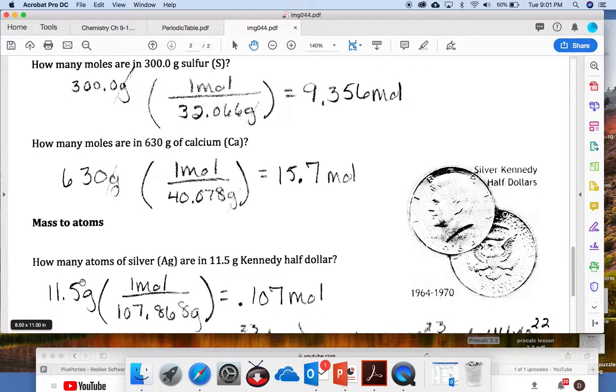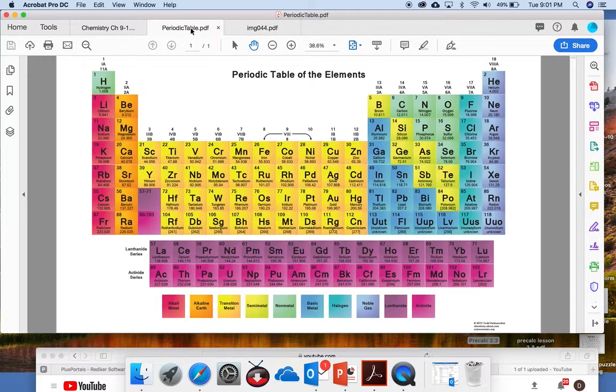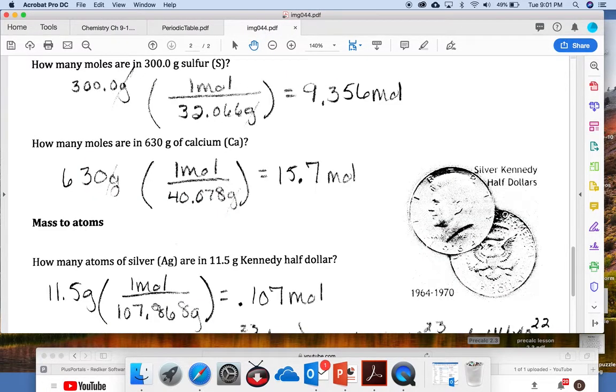So the first thing I do is I take my 11.5 grams of silver, and I'm going to convert to moles. So I look up silver on the periodic table. I see it's 107.868. So I know 107.868 grams per mole. I put grams below because I want grams to cancel. I want to be left with moles. 11.5 divided by 107.868 gives me 0.107 moles of silver.